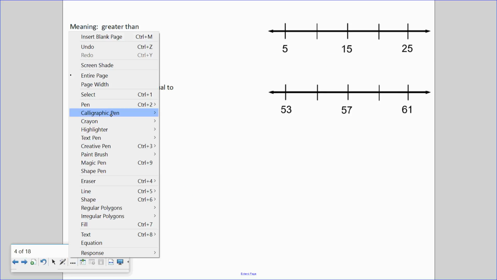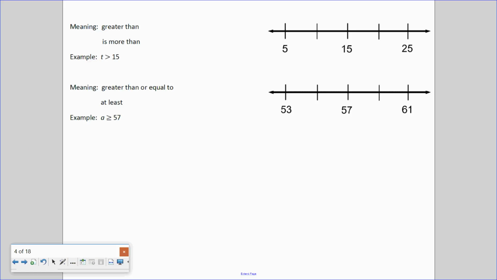Next example. Greater than, or more than. That means the same thing. So t has to be greater than 15. So here's t and 15. How do you know this is greater than? To make the inequality symbol, this has 2 dots, 1 dot, so connect the dots. So this side is more than 15.